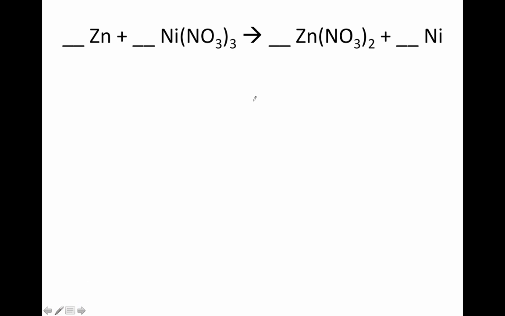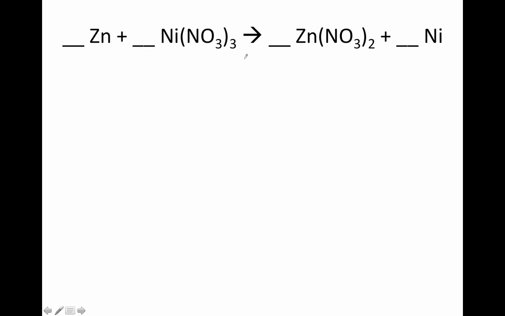All right, so what we've got here is zinc plus nickel nitrate gives us zinc nitrate and nickel. And if you thought this is a single replacement reaction, you'd be absolutely correct. So let's actually balance this because we can see that it is not balanced. All right. So the first thing I like to do is find the arrow right in the middle, and I like to list every single element that is involved in the entire reaction here.